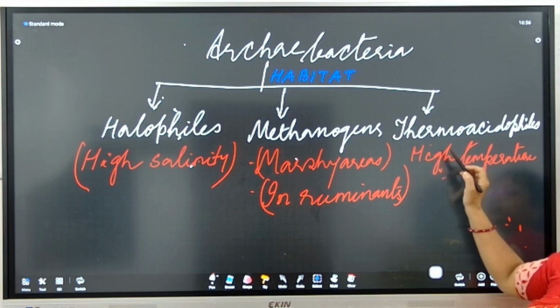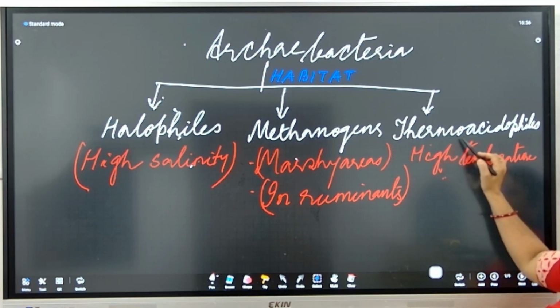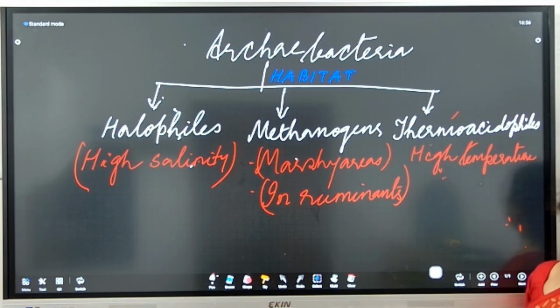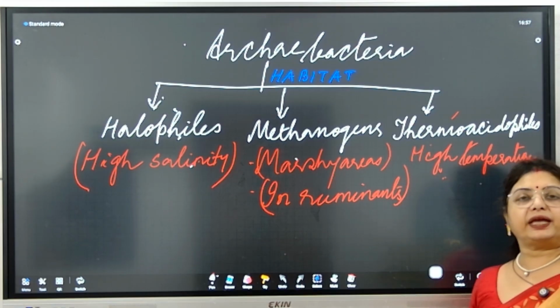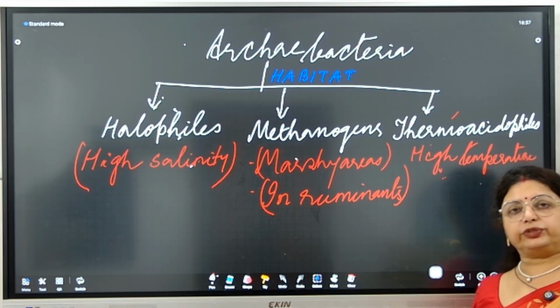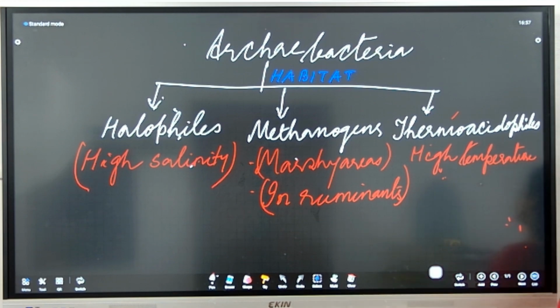Clear? So this high temperature will be necessary to recall in class 12 when we will study the PCR, that is polymerase chain reaction in the chapter biotechnology. There you will get one thermoacidophilus archaebacteria, that is Thermus aquaticus, which can survive in high temperature, and the enzyme for PCR. PCR is actually conducted under very, very high temperature, and the enzyme for that PCR is now derived from this archaebacteria Thermus aquaticus.